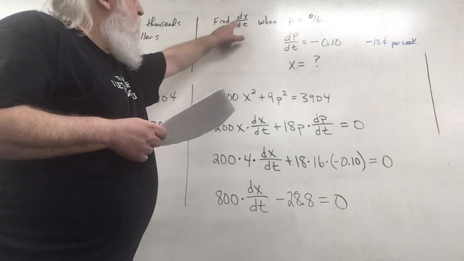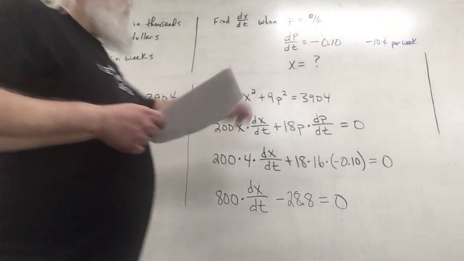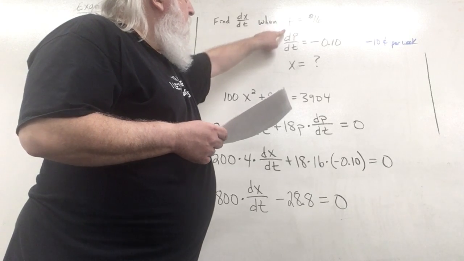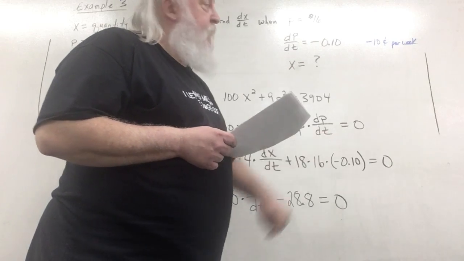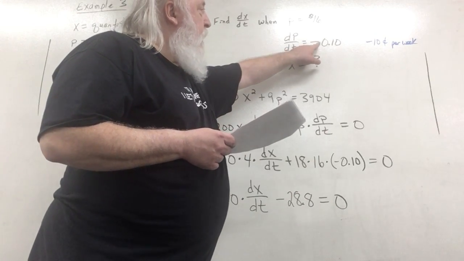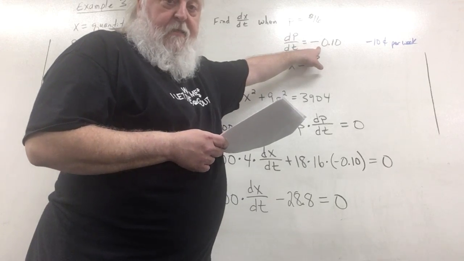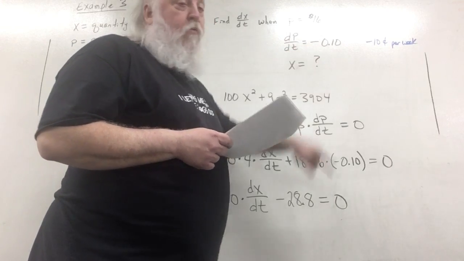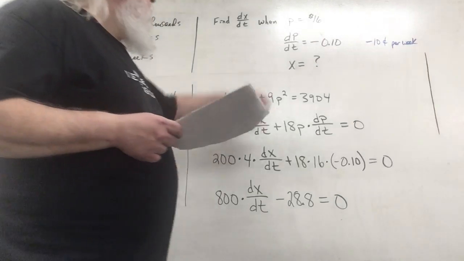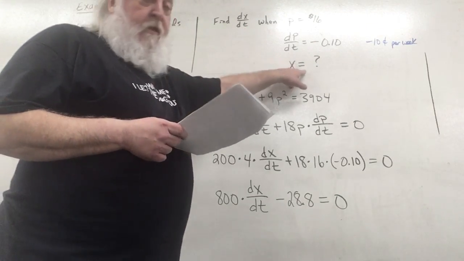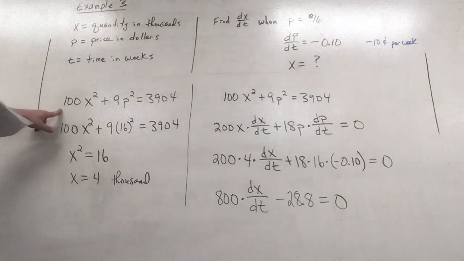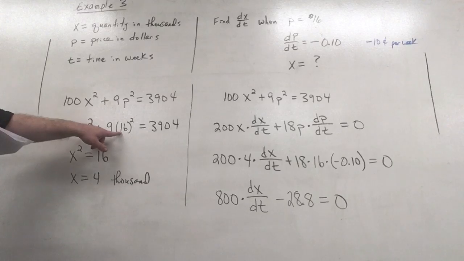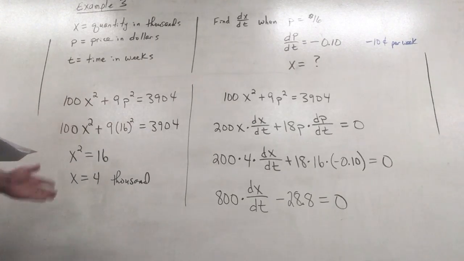What's the rate of change? What's the derivative of X with respect to T when the price per headphone is $16 and the price per headphone is decreasing, dropping at the rate of 10 cents per week? And how we write a negative 10 cents in dollars is minus 0.10. Well, in order to find dx over dt, we need to know what x is. And we're not given x. But we have the demand equation, and so we just plug in the value of p, in this case 16, and then we solve for x.